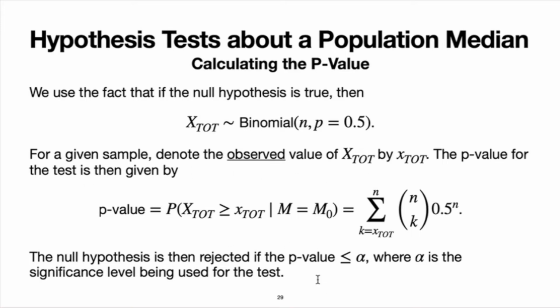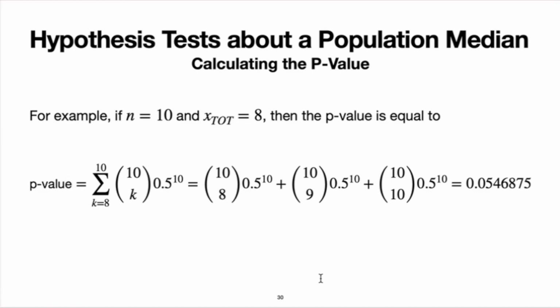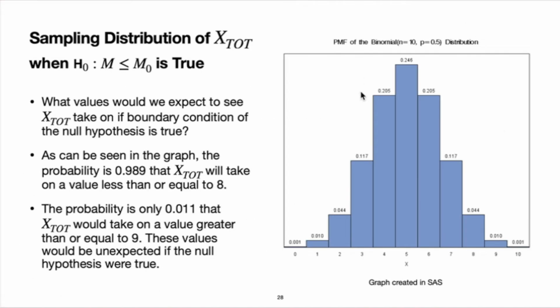How do we use the p-value then in deciding whether or not to reject the null hypothesis? Well, we do what we always do. We reject the null hypothesis if the p-value for the test is less than or equal to alpha, where alpha is the significance level being used for the test. In our example that we looked at above, let me go back to it. Okay, this situation where we've got n equal to 10, and if the boundary condition of the null hypothesis is true, then p is equal to 0.5. So this would be the sampling distribution of x tot under the conditions of the null hypothesis.